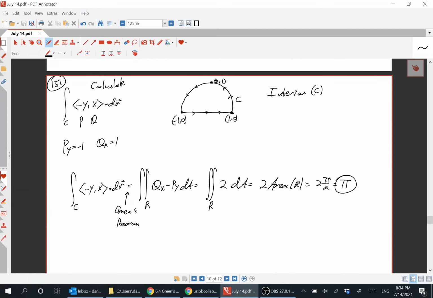So write things out carefully. That's the moral of the story there. So I think 167 looks like an interesting problem. Let's take a look at 167.